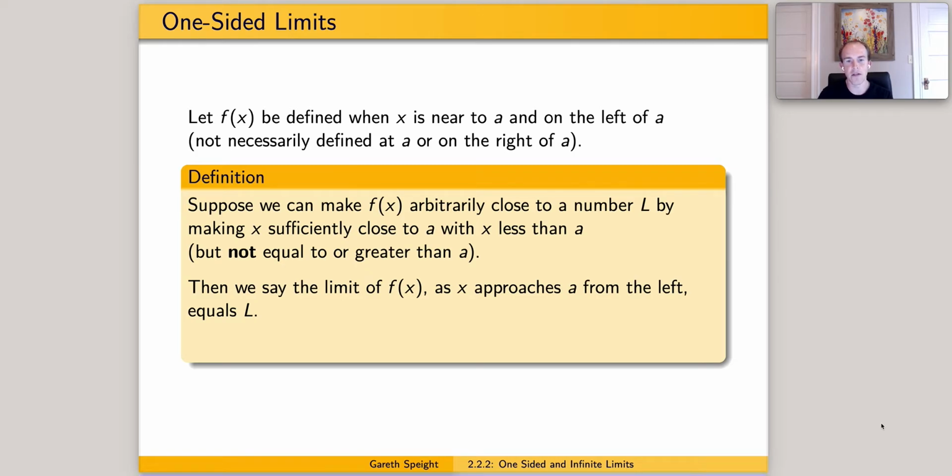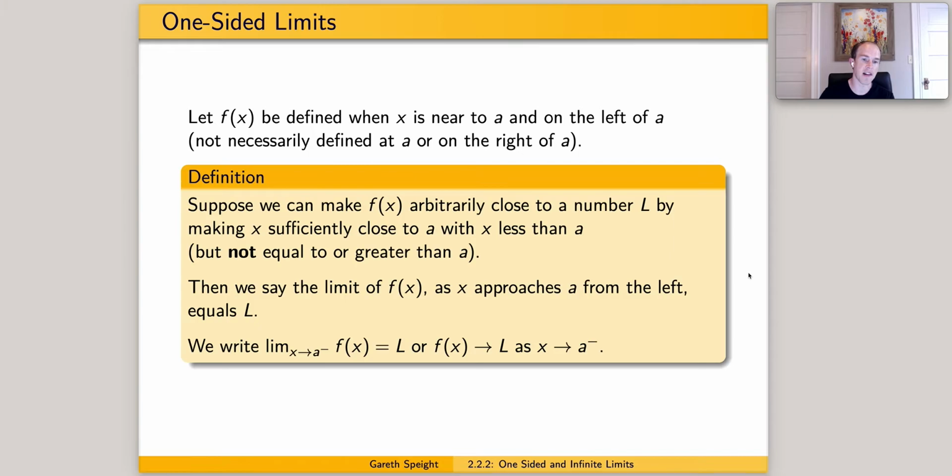left equals L. So notice that there are two pieces that are added from the definition we saw in the last section. So there is with x less than A, and then there is x approaches A from the left. Okay, so less than A and on the left are the two pieces added. But otherwise, more or less, the definition is the same as the regular two-sided limit we saw before. Okay, and we have the similar notation.